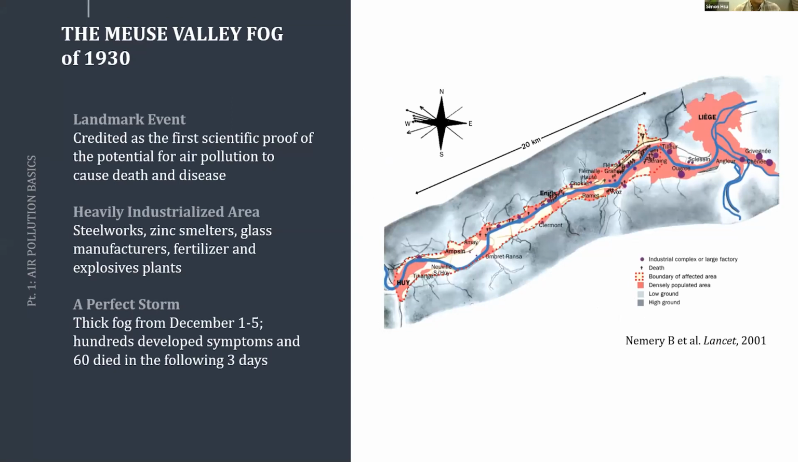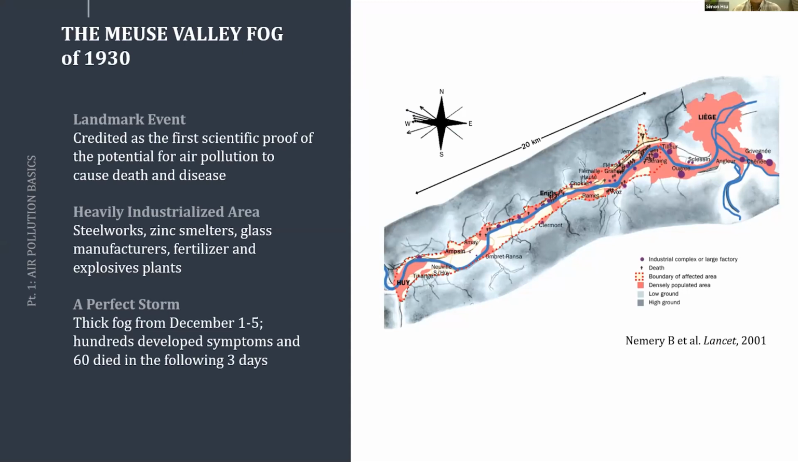So now for the rest of the talk, I'll talk about the impact on human health. And this all began with the Meuse Valley Fog of December 1930. So this was really a landmark event credited as the first scientific proof of the potential for air pollution to cause disease and death, which is really humbling when you think about it. It's less than 100 years old.